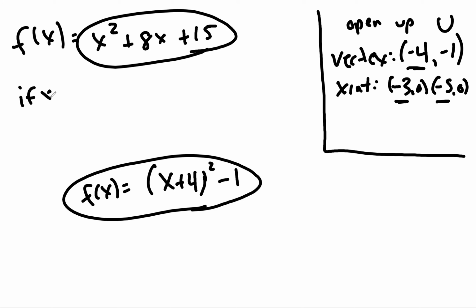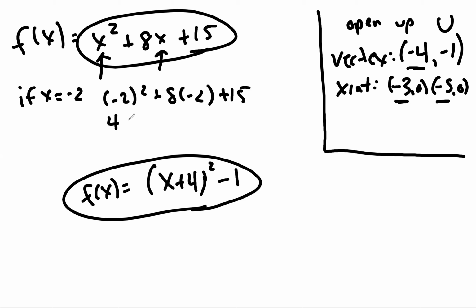So -2 is right in here, and I'll have -2 squared plus 8 times -2 plus 15. That's 4, minus 16, plus 15. When I type all of this in, I'm going to get the value 3. So if x is -2, then the point that I'm going to get is -2, 3. Any questions on finding this point?